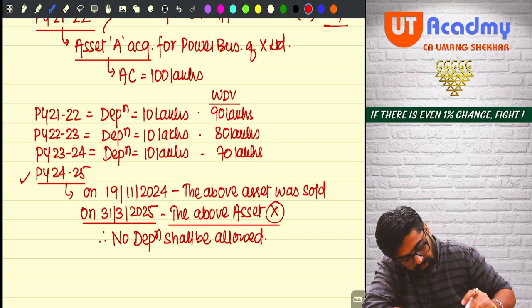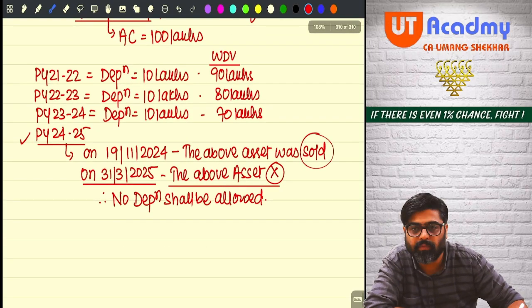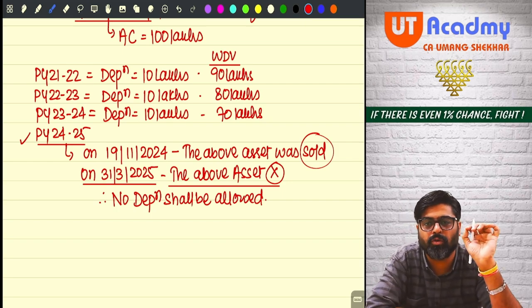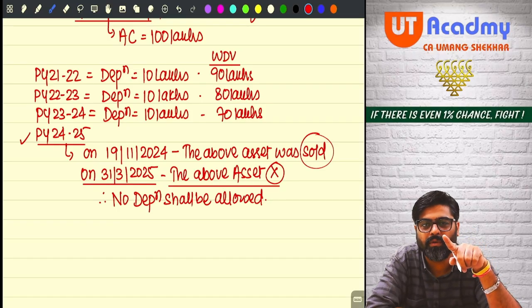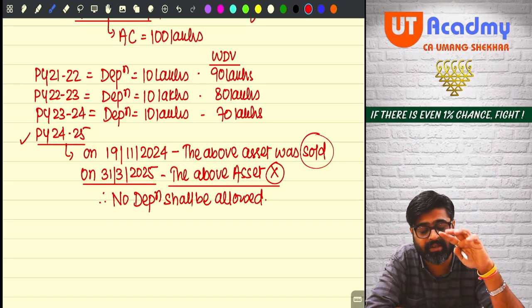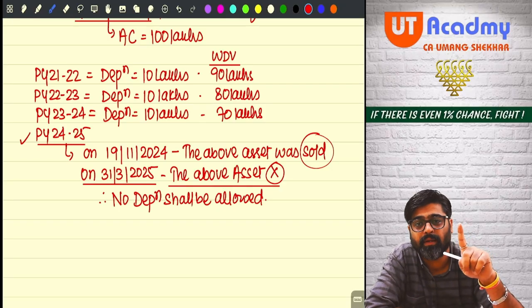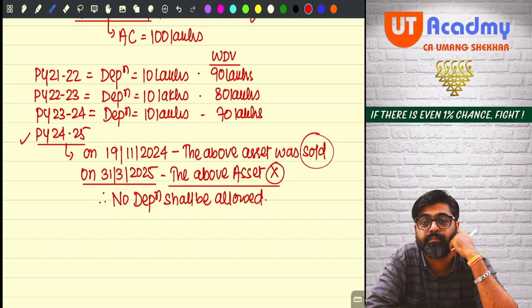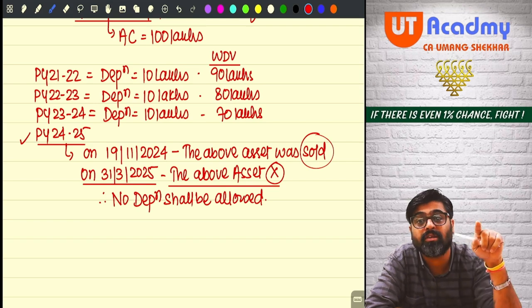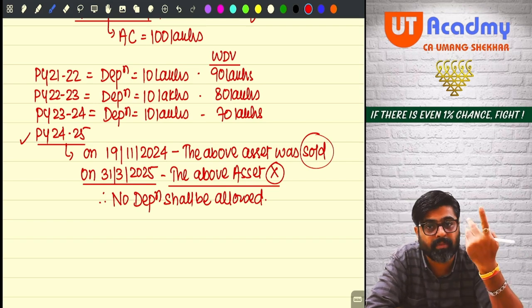Now in the 24-25, if I say that the asset was sold, somebody will ask me, sir, but the asset was used till 19th of November, no? Do you remember something? I told you that we are not supposed to calculate the depreciation for the number of days the asset is used in business. We are supposed to calculate for the full year. And for the full year, you will be able to calculate the depreciation only when the asset remains in your business as on the last day. So full year depreciation is allowed only if the asset is there on last day. It is not there. So full year depreciation cannot be allowed.